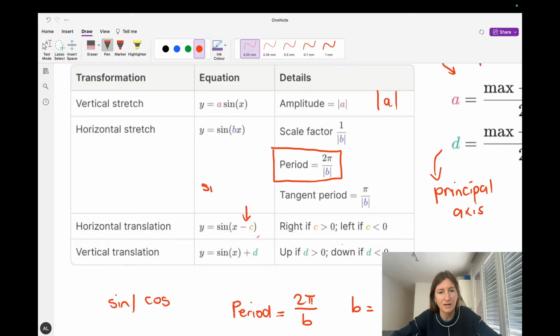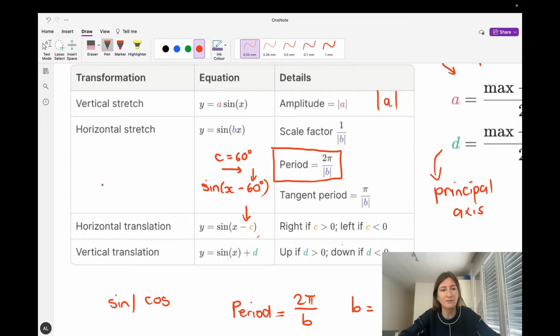If I have sine of x minus 60, because there's a minus in the formula, this actually means a positive c of 60 degrees, which means it's going to be moved to the right, not the left. You'd think negative means it's going to go to the left, but because c is 60, that minus is part of the formula. It's not minus 60. The c is 60, so you're actually shifting to the right.